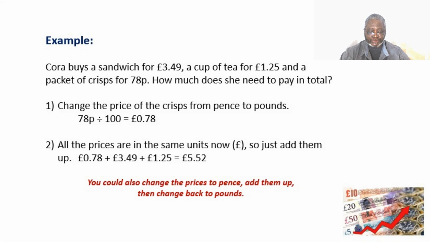0.78 pounds plus £3.49 plus £1.25 is equal to £5.52. You could also change the prices to pence, add them up, and then change it back to pounds. That is converting them back to pounds by dividing by 100. So we come across the word conversion. We'll talk about that a bit later.